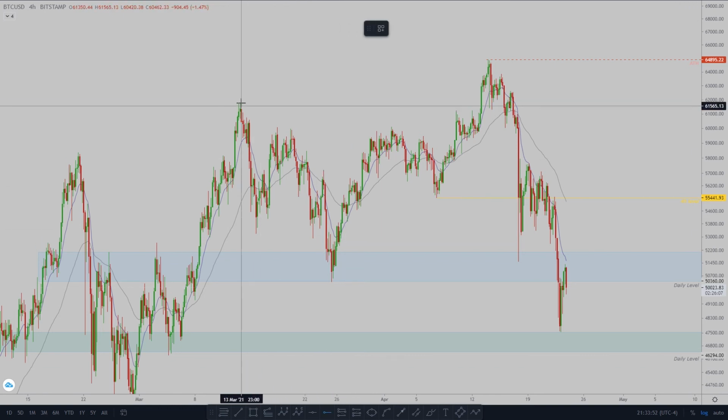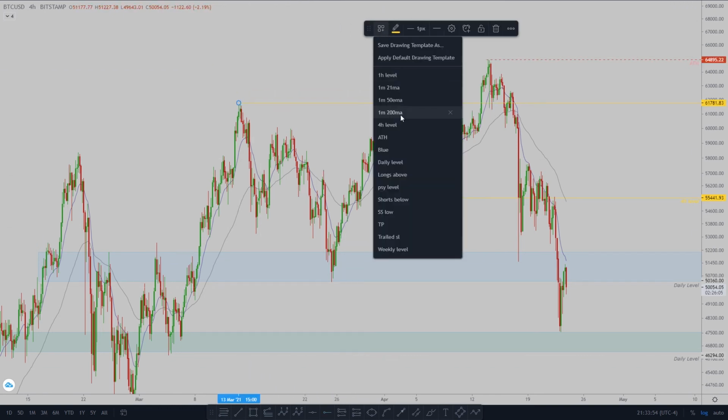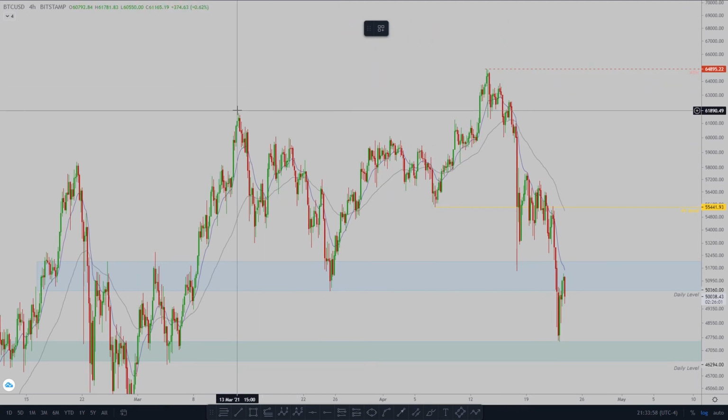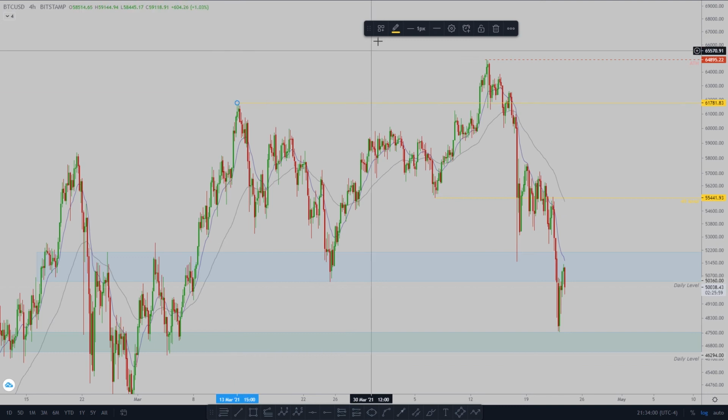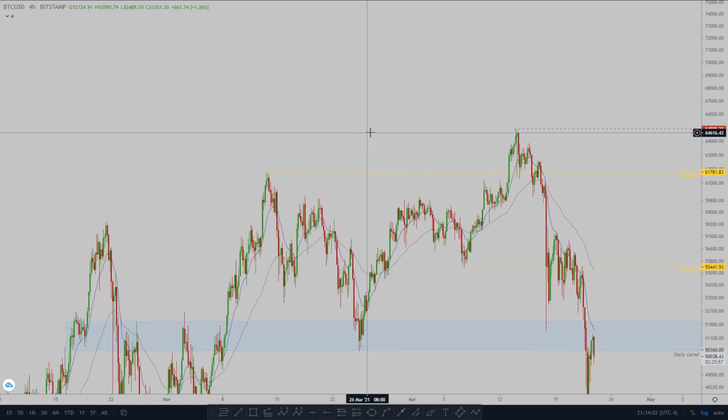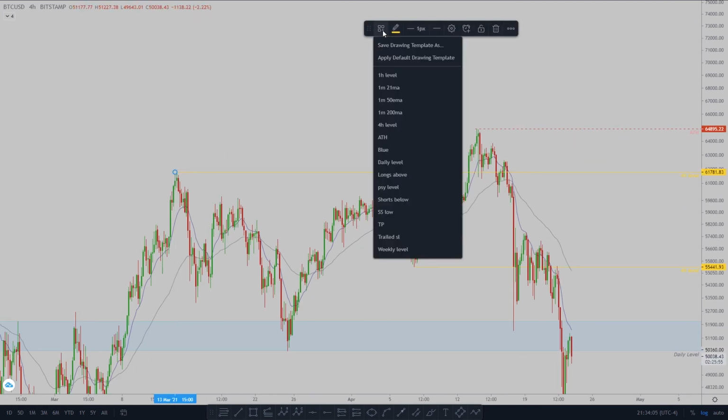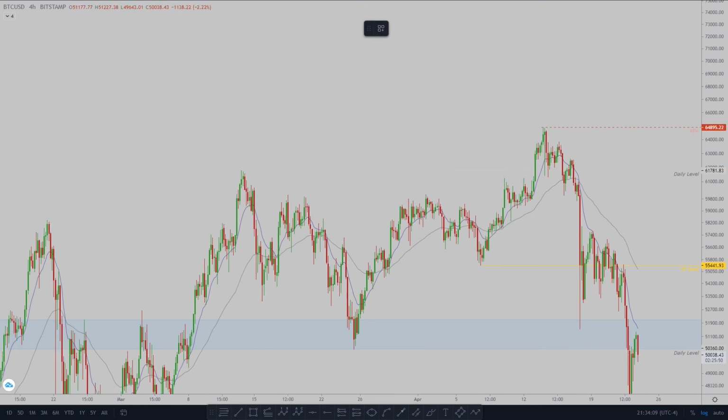This level, for example, was pretty significant before, but since it is so far away now, just highlight okay, never mind. I'll just come back here. 4 hour level. This was actually an all-time high previously. I would just say it is a daily level now.